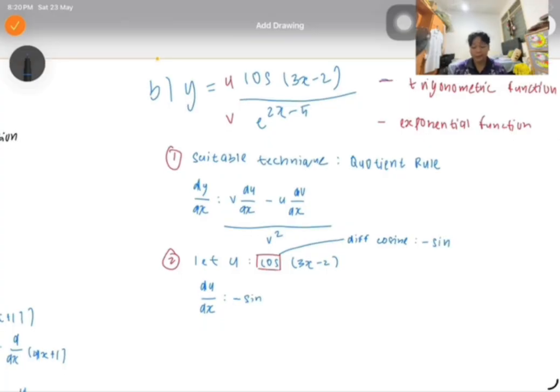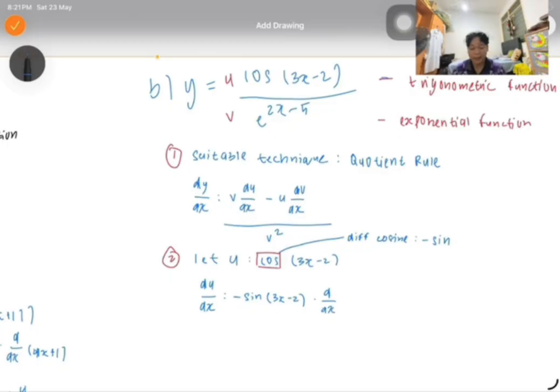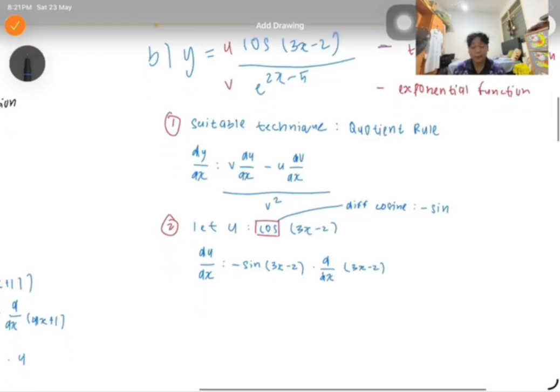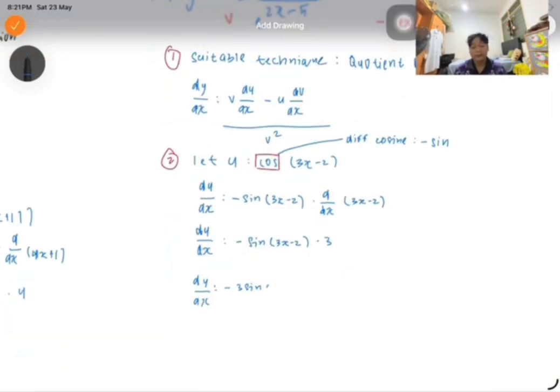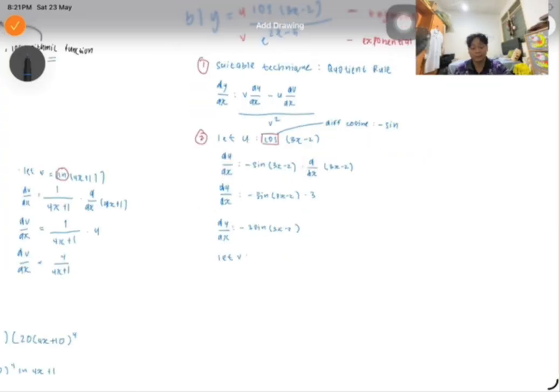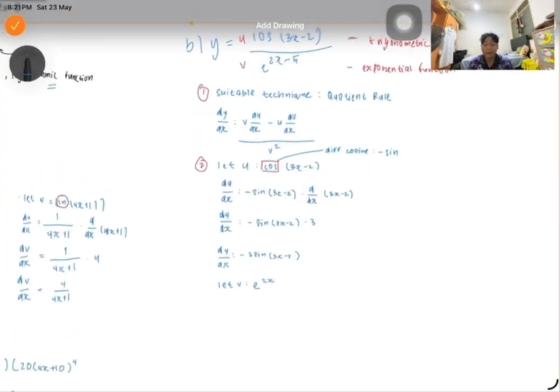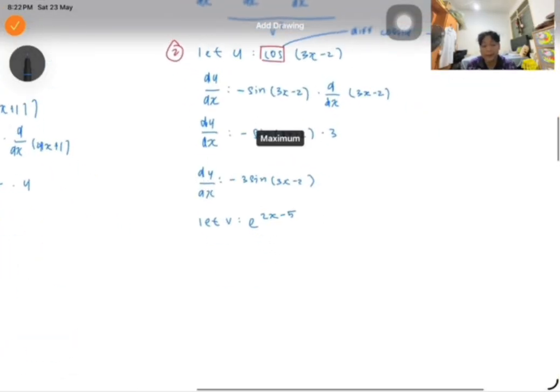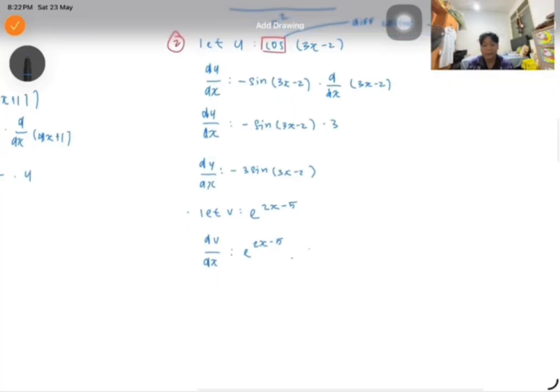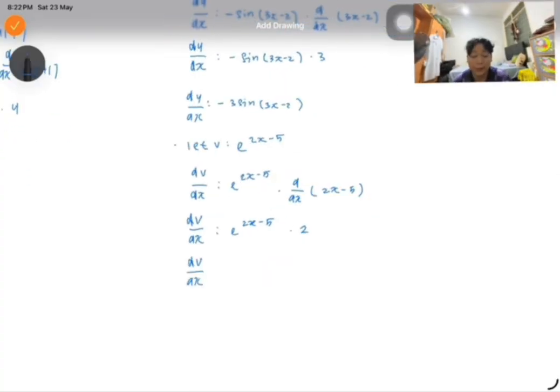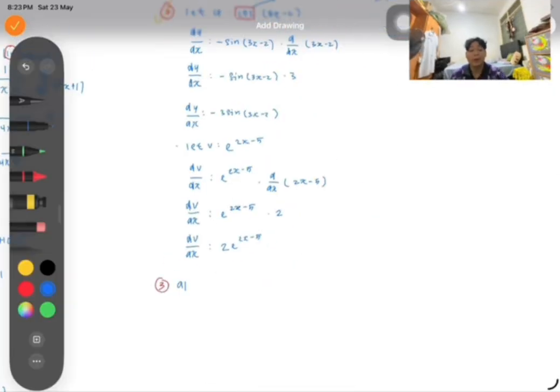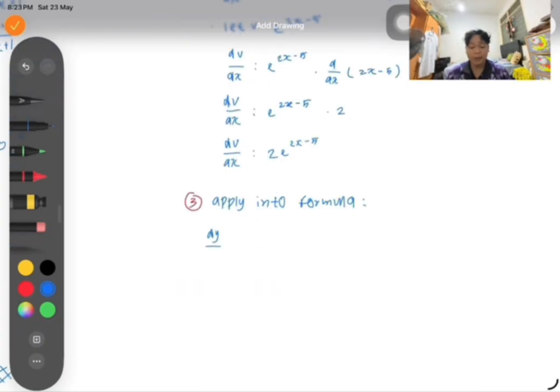du/dx equals negative sin(3x minus 2) multiplied by d/dx of (3x minus 2), that is for u. So dv/dx equals e to the power of (2x minus 5) multiplied by d/dx of (2x minus 5). Now we have all the components, then we substitute it back into the quotient formula.